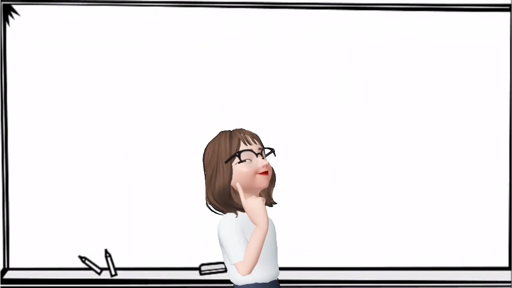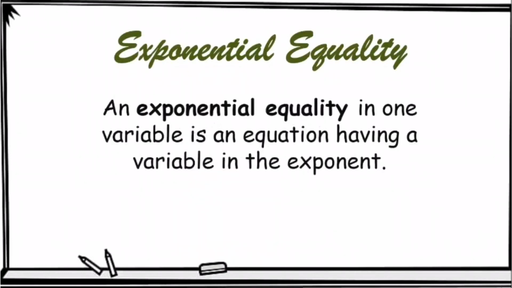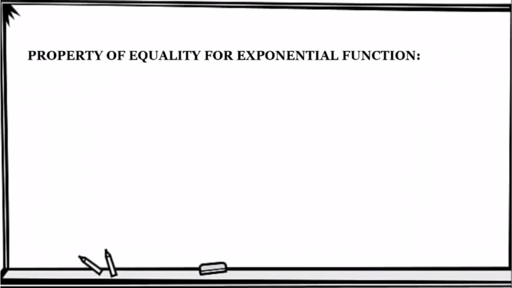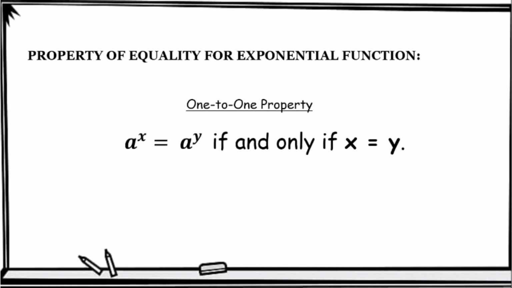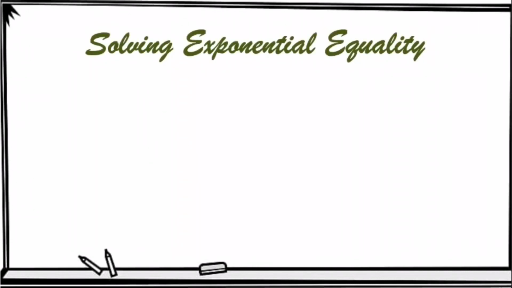So now let's proceed to exponential equality. An exponential equality in one variable is an equation having a variable in the exponent. In solving exponential equality, first you have the property of equality for exponential function. That is the one-to-one property. A raised to x is equal to a raised to y if and only if x is equal to y. Let's have solving exponential equality.